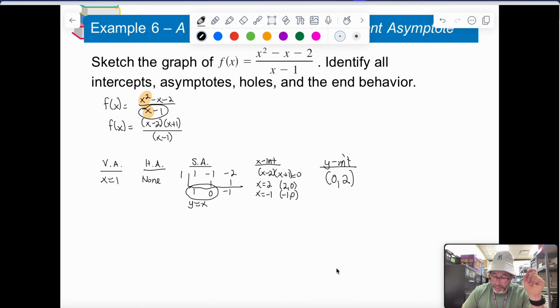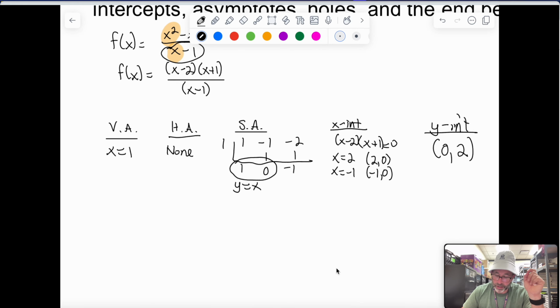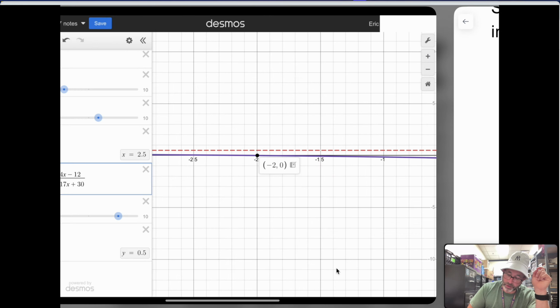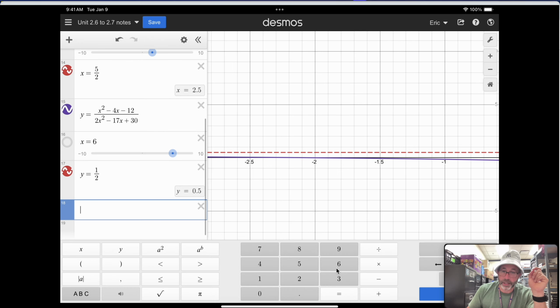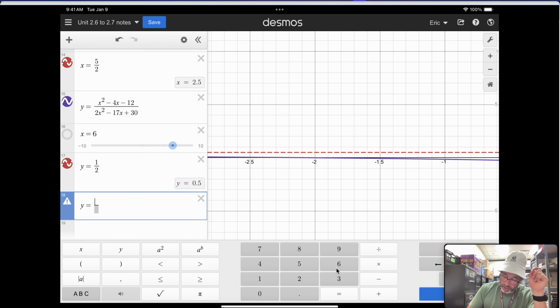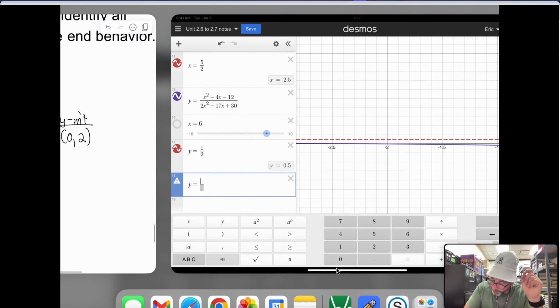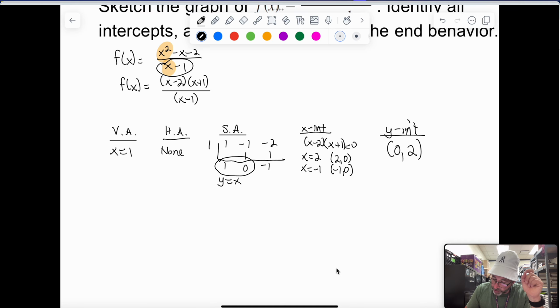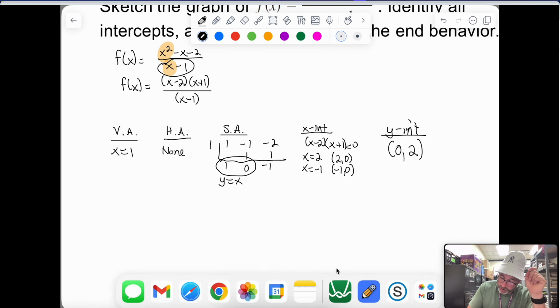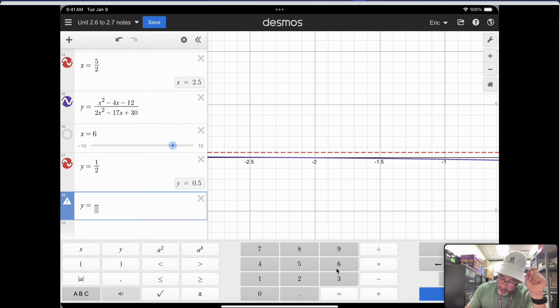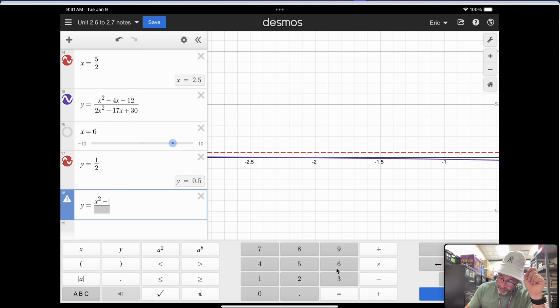The end behavior for this is, well, let's look at the graph. Oh my gosh, I forgot to graph it. We have y is equal to x squared minus x minus 2 divided by x minus 1. So I've got to put the graph in here now.